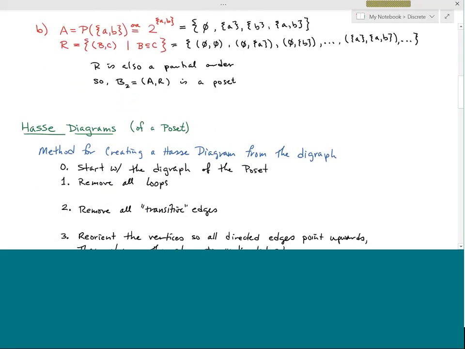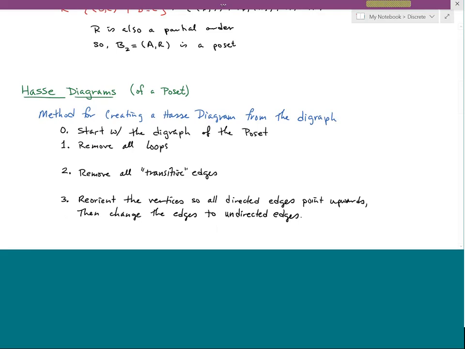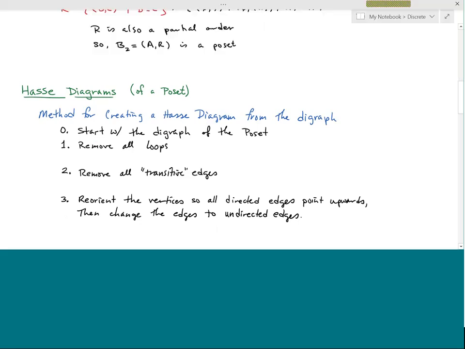So, first thing is our method. To create your Hasse diagram from the digraph of your original relation, you start off and you get the digraph. Once you have your digraph, since every single poset is built from a partial order, we know that all of these are going to be reflexive, so we remove all of our loops right here. Now, why is it okay for us to do that? Because we already know this thing is going to be reflexive.